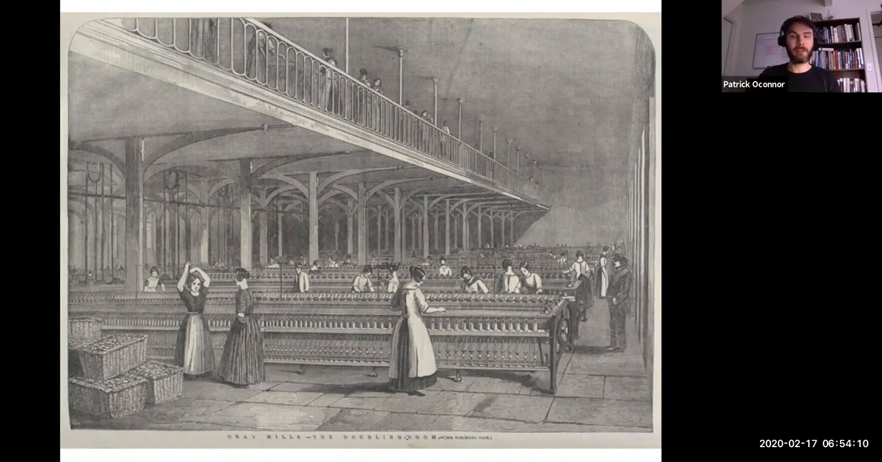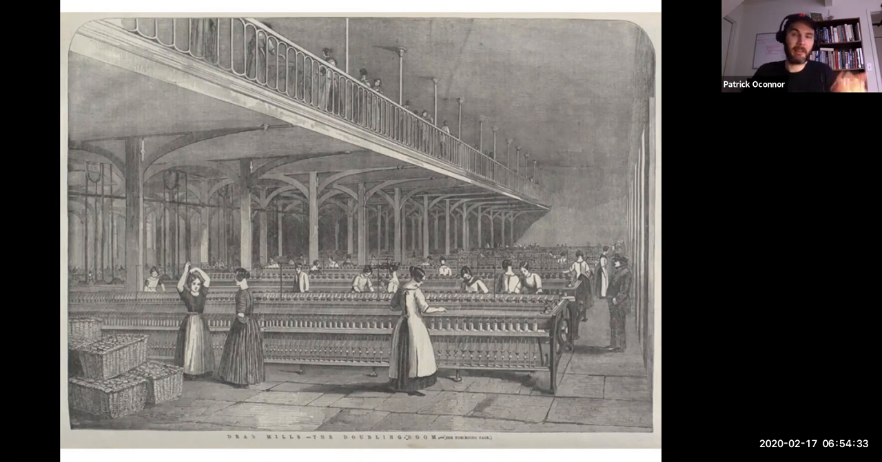So clothing is cheaper, it's more comfortable, it's more widely available than ever before. And Britain, as the center of manufacturing in these goods, becomes incredibly powerful. It becomes an industrial powerhouse because other places in the world want these goods and they're willing to pay for them.